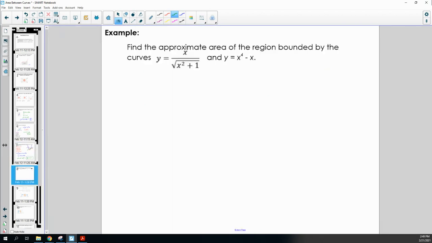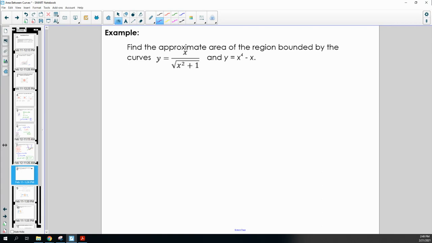All right, so then we're just going to look at this question, which is actually a calculator question. So it's important to know how to do it by hand and with a calculator. Depending on what section something like this might come up in on the test, you should know how to do it both ways. So find the approximate area of the region bounded by this curve and that curve.